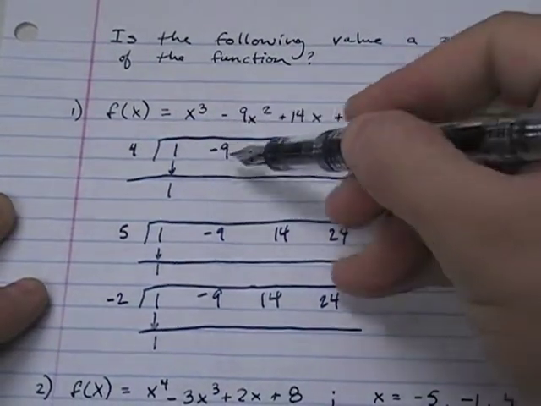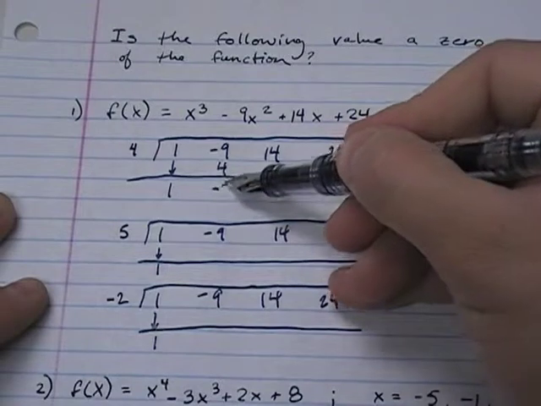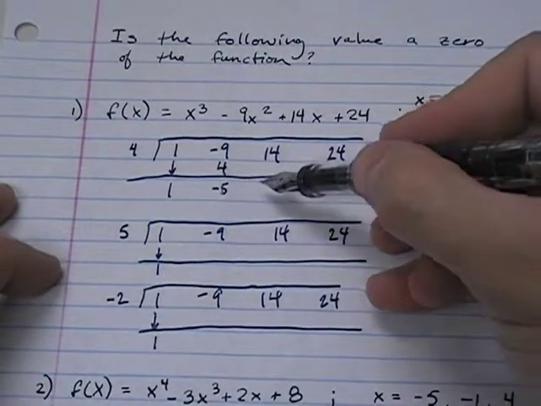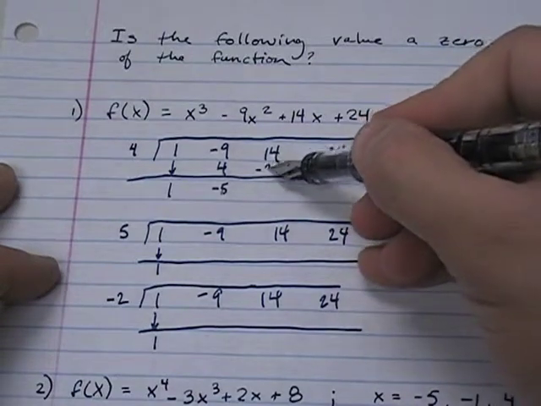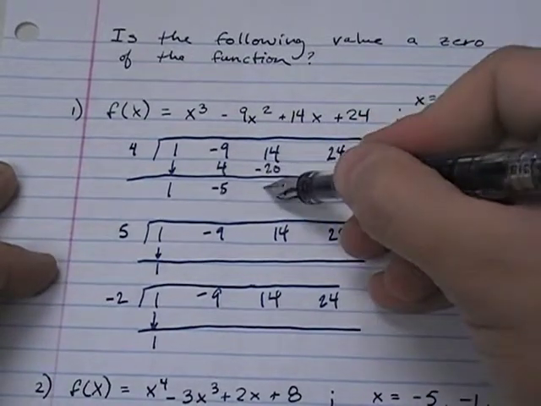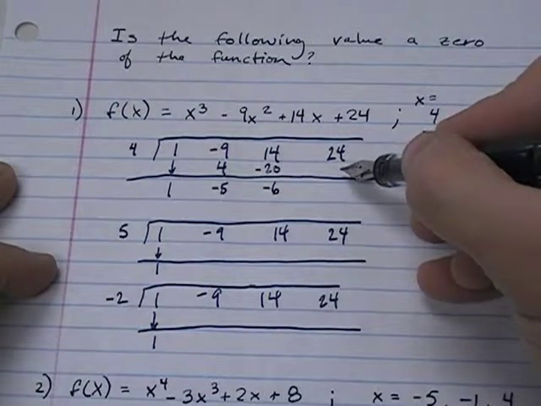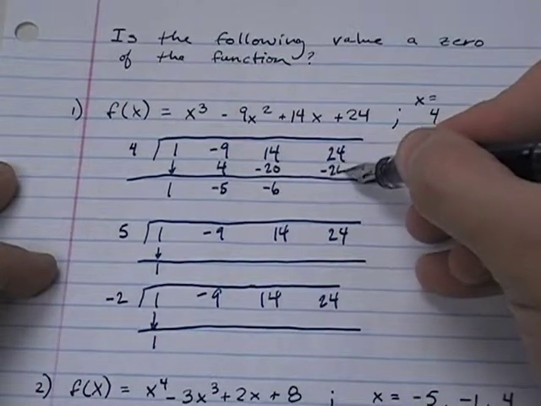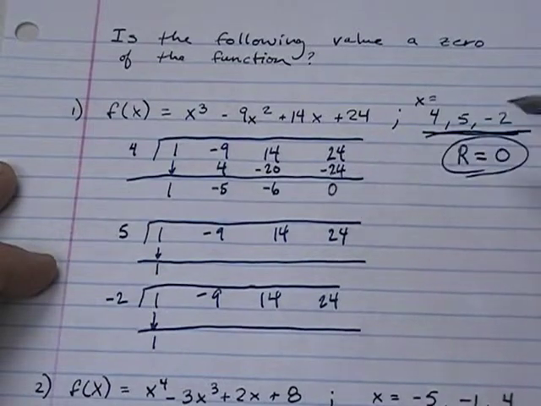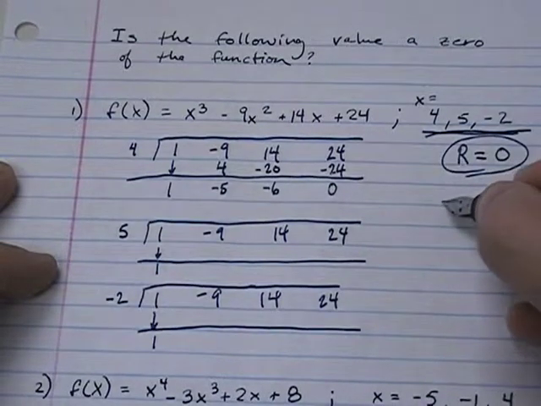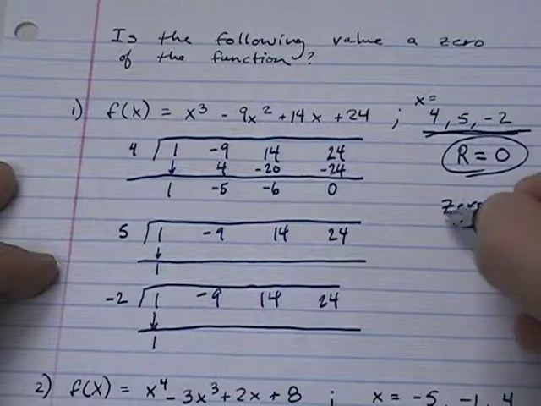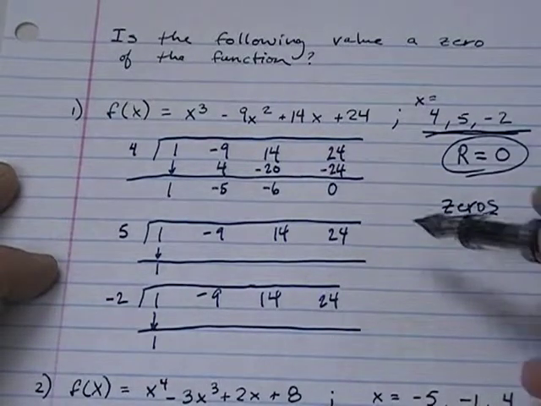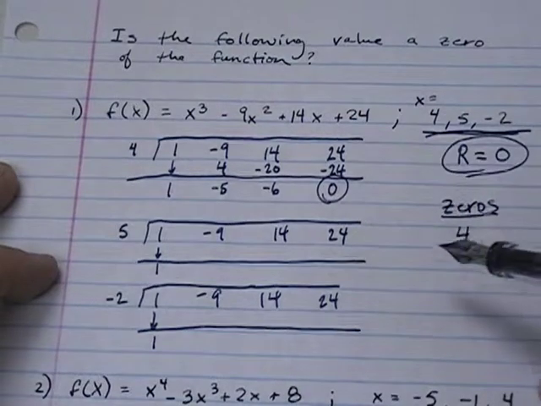So 4 times 1 is 4. We add, we get negative 5. We multiply, we get negative 20. We add and get negative 6. We multiply and get negative 24. And we add and get 0. So 4 is a zero because the remainder is 0.